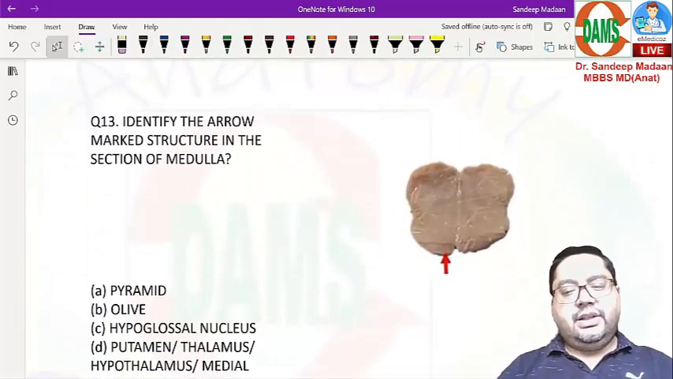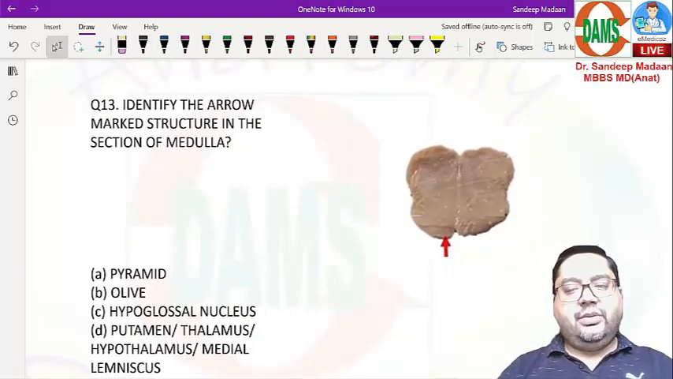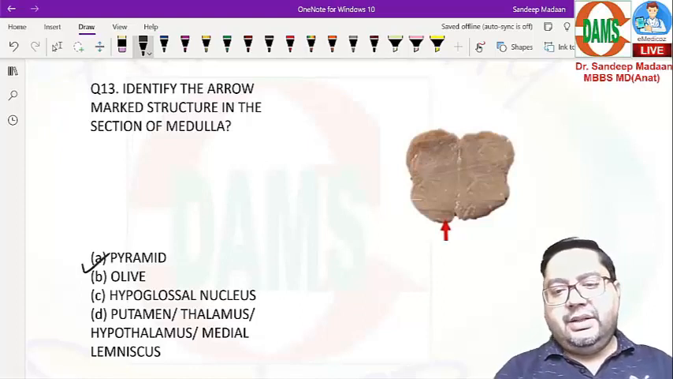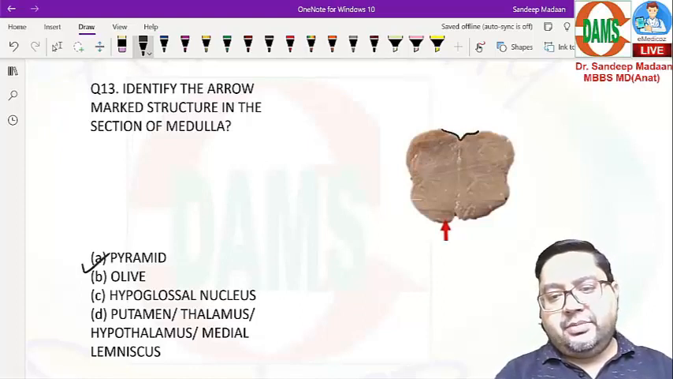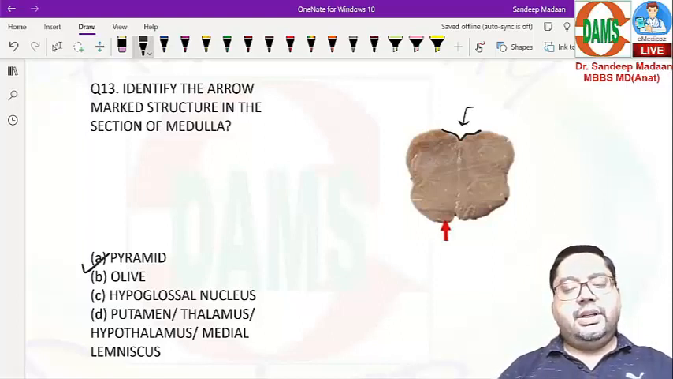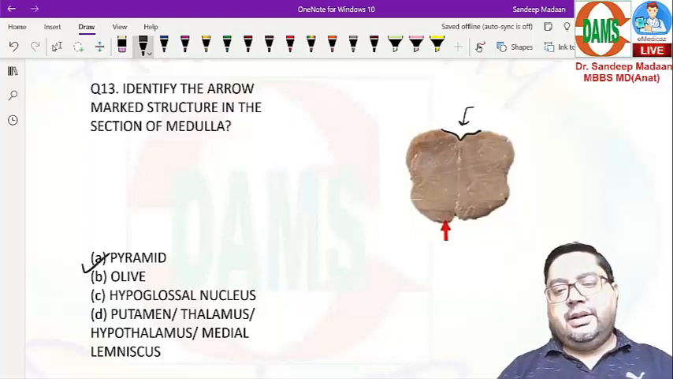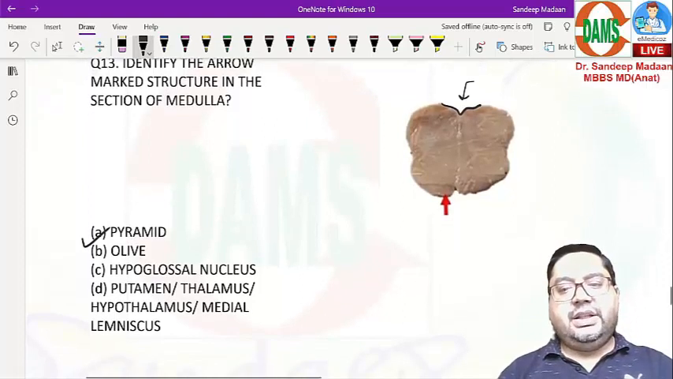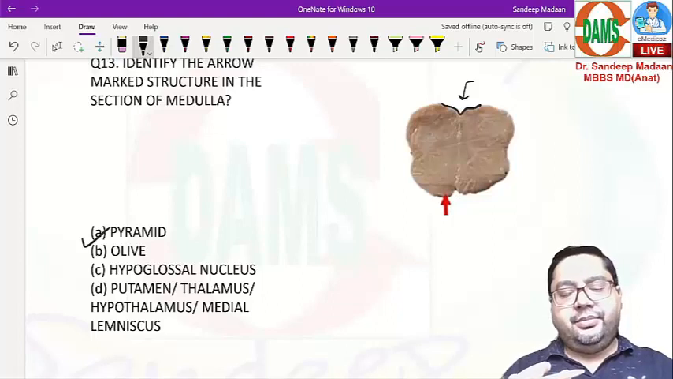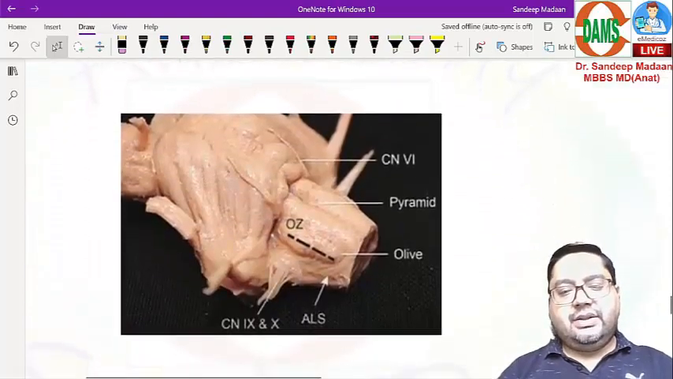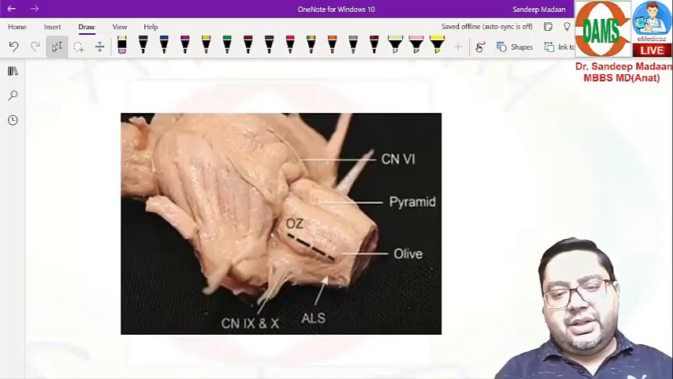The next question is, identify the arrow marked structure in the section of the medulla. The answer to this question is the pyramid. How? We can see the outline here. This is the dorsal aspect of the medulla where we have the rhomboid fossa. I showed you in the initial discussion of the cerebellum that we have the fourth ventricle, which will be seen in the dorsum of the medulla. But in the anterior or ventral aspect we have the pyramids present. So this is how the pyramid will look like.